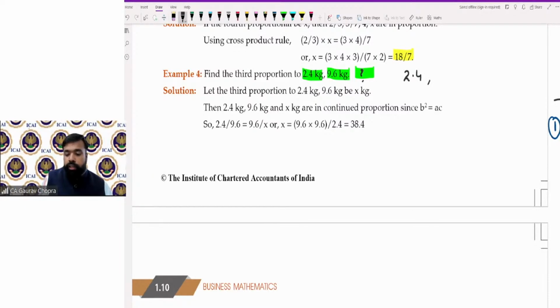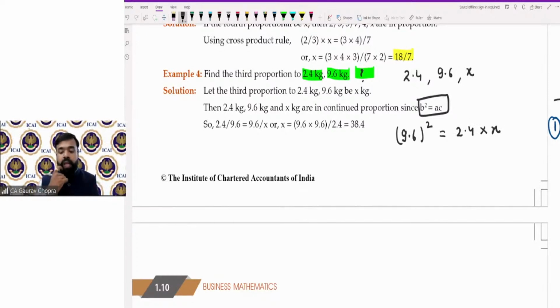2.4, 9.6, and then x. So these are the three values. Now applying this formula, b square equal to ac. What is b? 9.6 square is equal to 2.4 multiplied by x. Now you can simplify this and get the value of x. Okay.